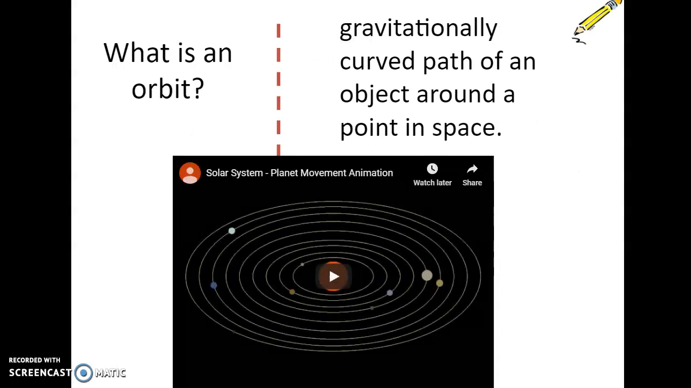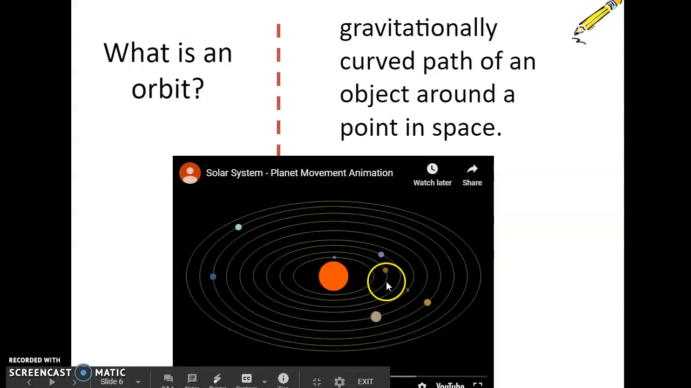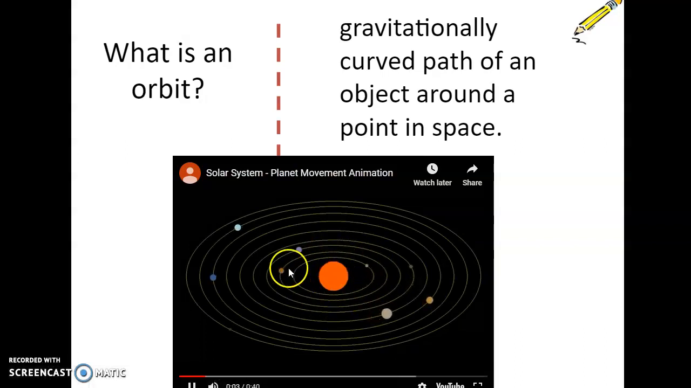So let's start thinking about barycenter. But before we go into what barycenter is, let's review what an orbit is. An orbit is a gravitationally curved path of an object around a point in space. So here's a quick video. So you see these planets, they are all orbiting around what we would see in the middle is the sun.